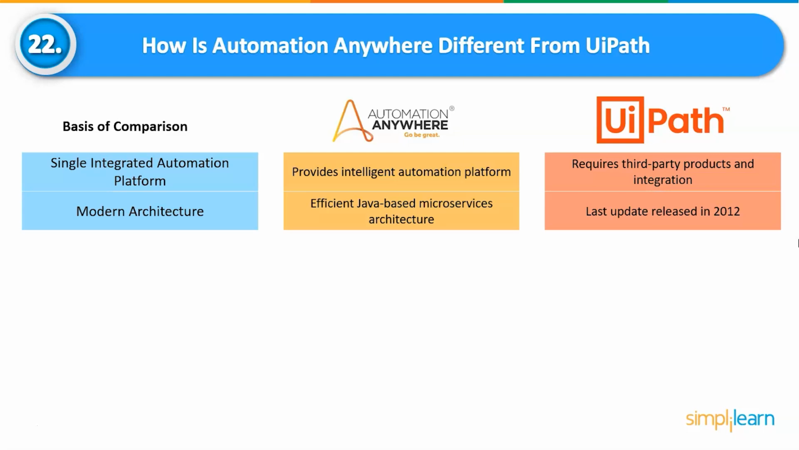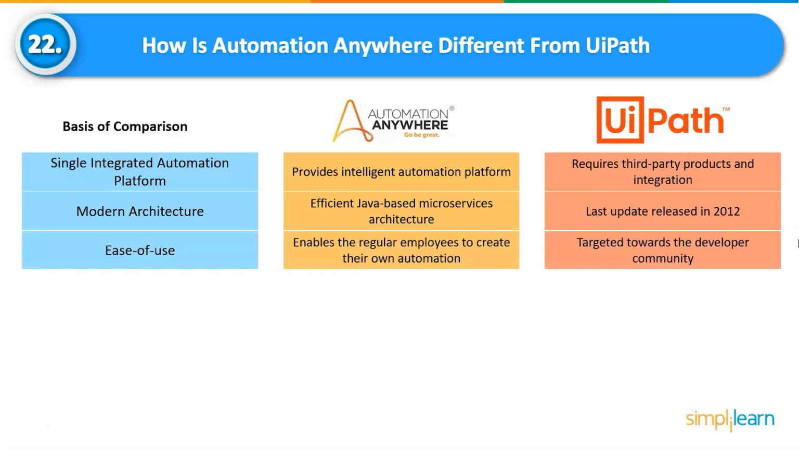Modern architecture. Automation Anywhere provides an efficient Java-based microservice architecture, ensuring scalability and reducing the cost of infrastructure and maintenance. UiPath, on the other hand, is built on a legacy Windows Workflow Foundation with the last update released in 2012. The scalability is slow and difficult due to lack of modularity.